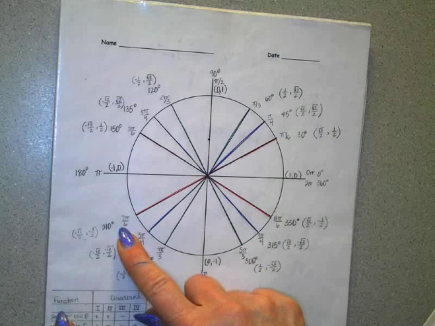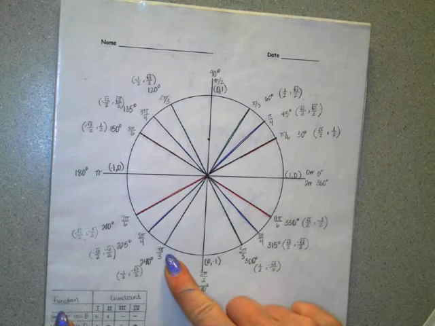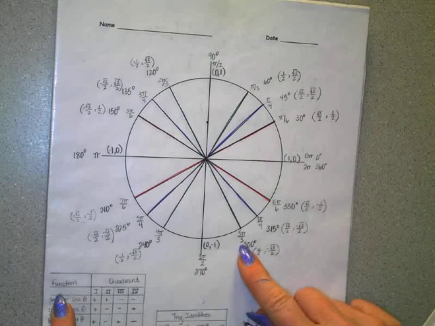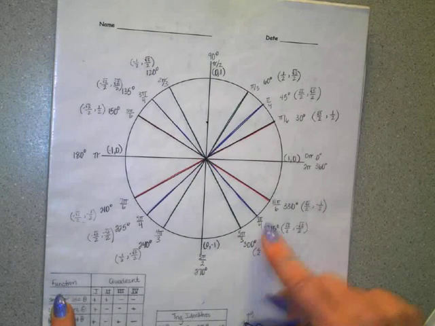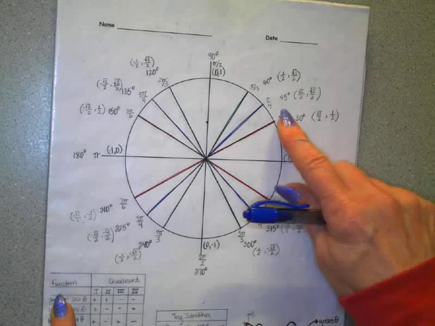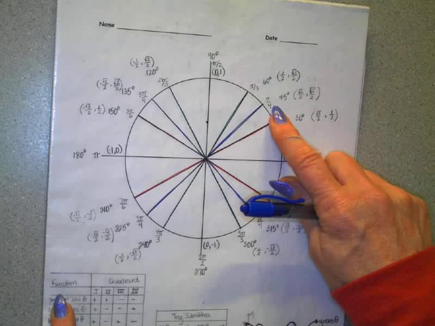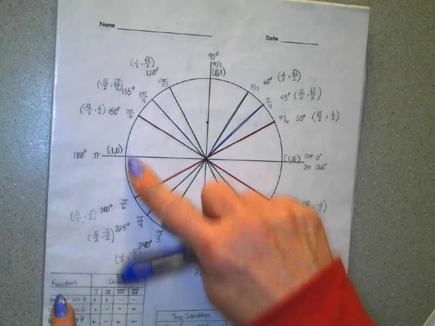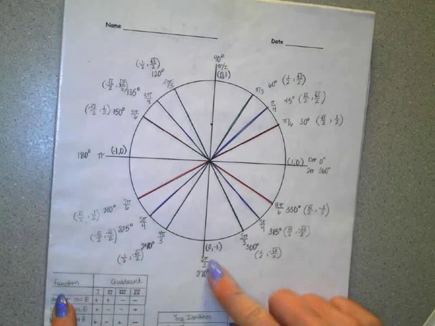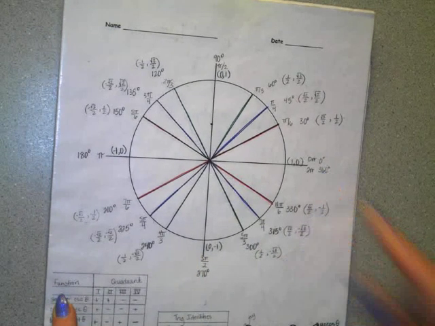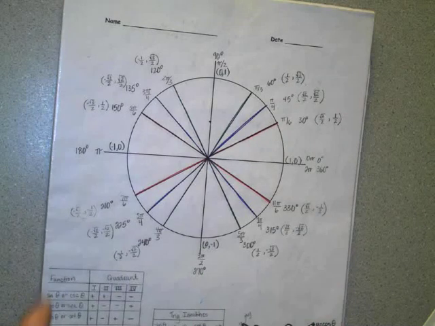Then here's my 7/6, 8/6, which simplifies to 4/3, 9/6, which simplifies to 3/2, 10/6, which simplifies to 5/3. Skip your 45, 11/6, and then 12/6, which goes to 2 pi. And then for your 45s, 45 is 1/4 pi. Then there's your 1/2, 3/4, 4/4, 5/4, 6/4, which is 3/2, 7/4, and then you get to 8/4, which is 2 pi. So kind of some cool patterns, but please make sure you get those in there.